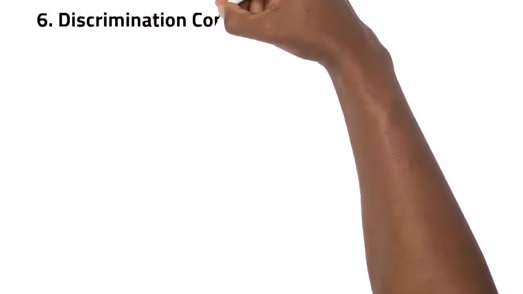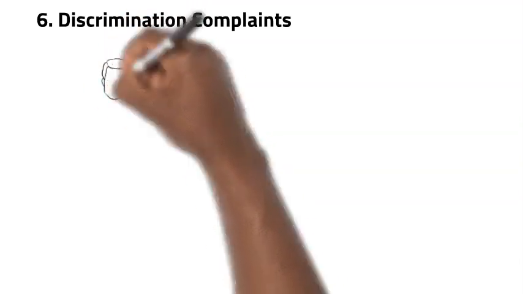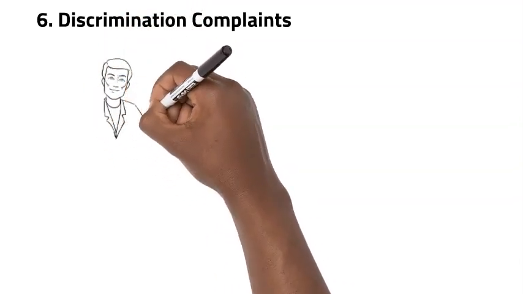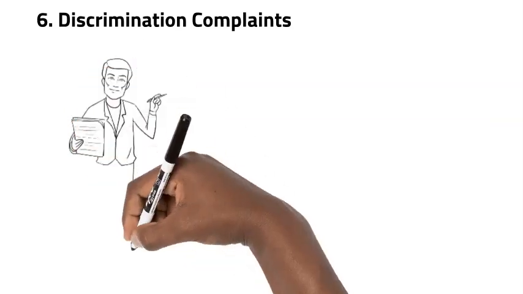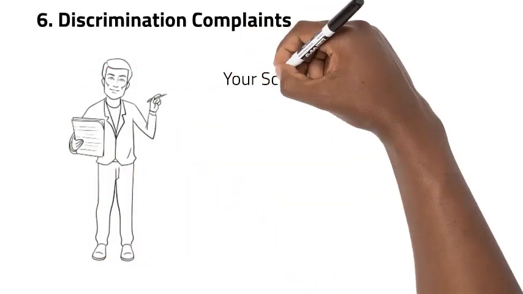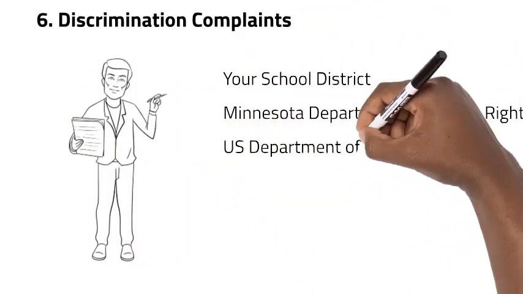Discrimination complaints. If you believe your child faced discrimination based on their disability, you can file a complaint with your school district, the Minnesota Department of Human Rights, or the U.S. Department of Education Office for Civil Rights, or OCR.